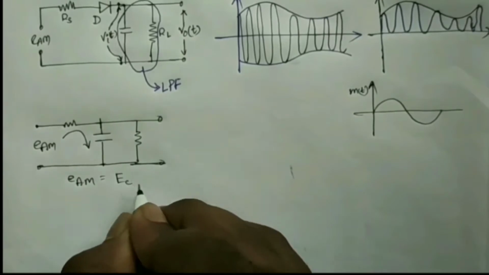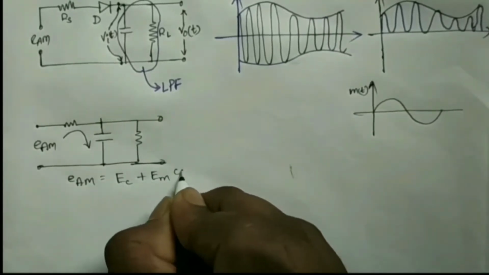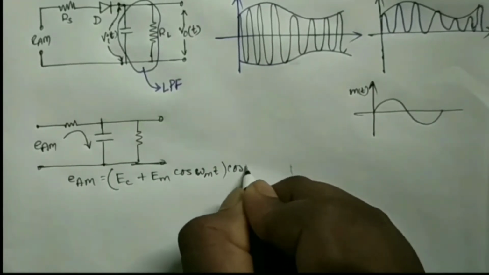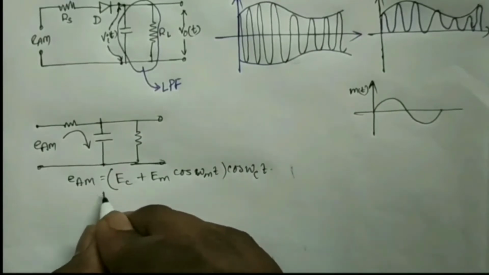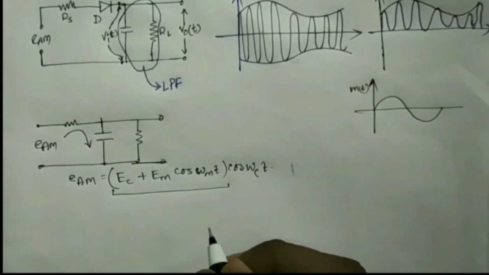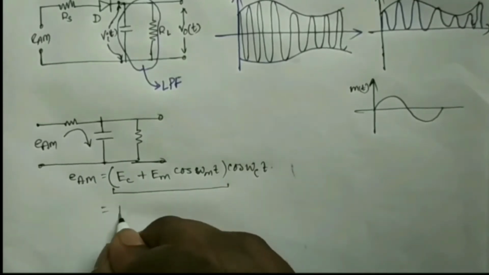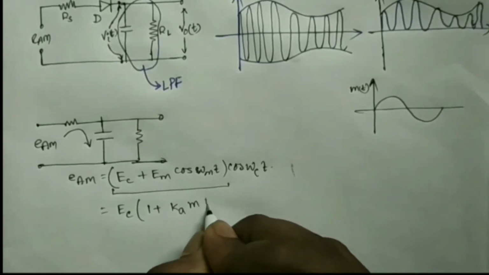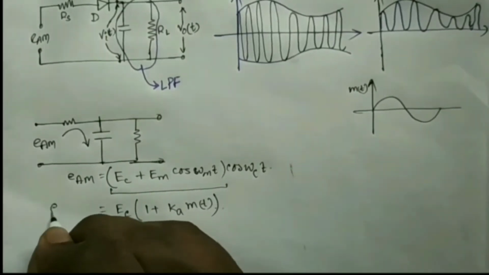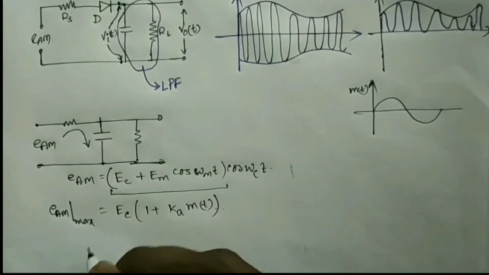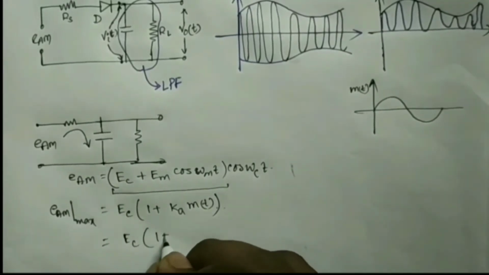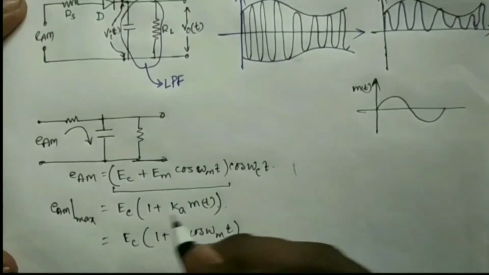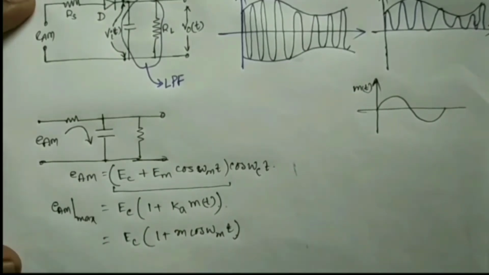EAM was EC plus EM cos omega MT into cos omega CT, and the maximum value of EAM is EC plus EM cos omega MT, or EC into 1 plus M cos omega MT, that is the EAM max. So at different instances the capacitor will be charged to this voltage.